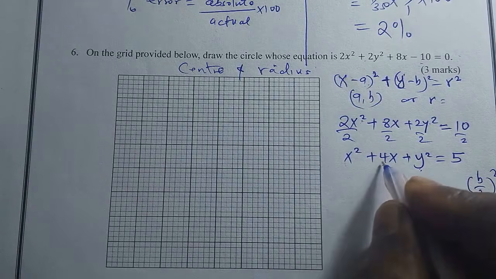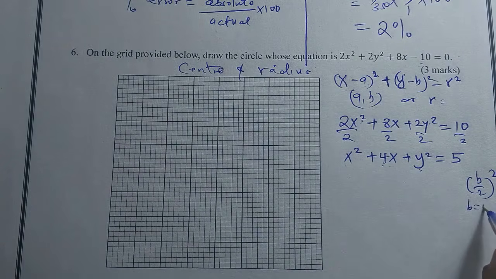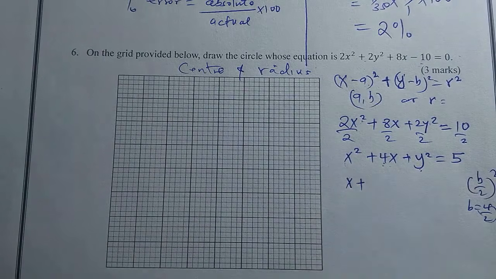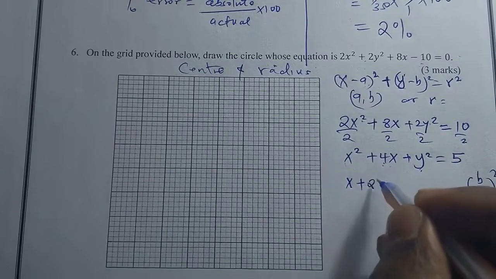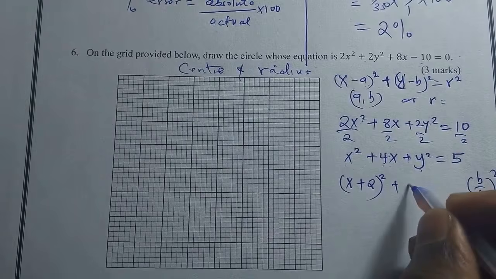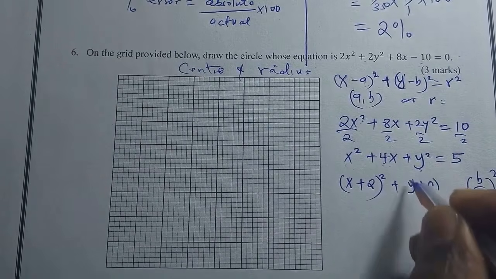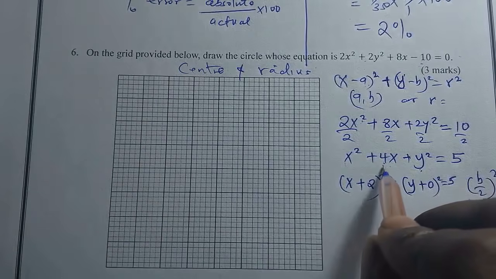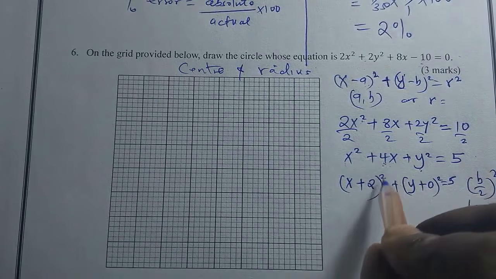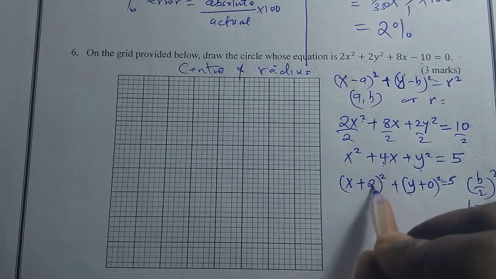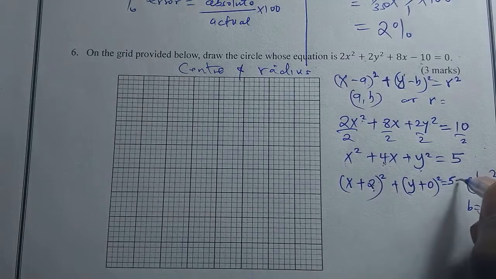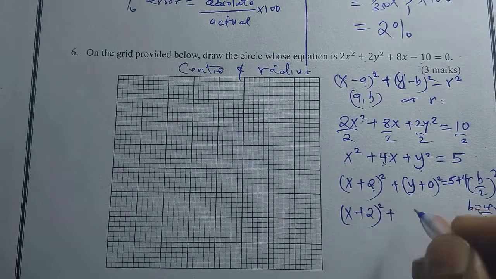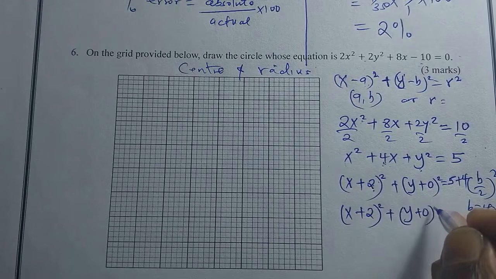For x, our b is equal to 4. So you divide it by 2, the answer is 2. So we are going to have (x plus 2) squared plus (y plus 0) squared is equal to 5. But remember, what we have done here, you need to add it on the other side. So 2 squared is supposed to be added on the other side. So plus 2 squared. So (x plus 2) squared plus (y plus 0) squared is equal to 9.